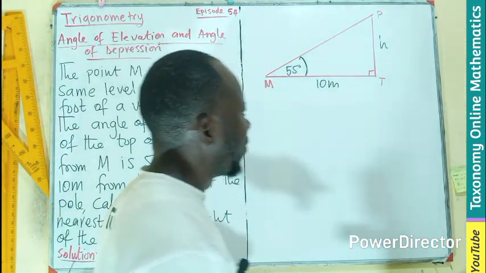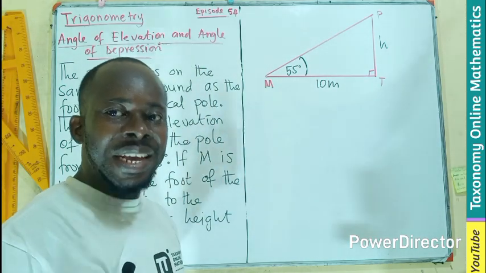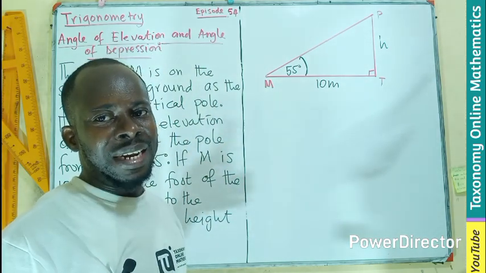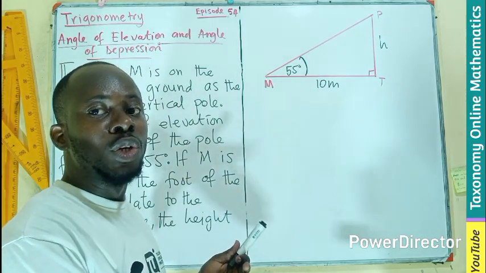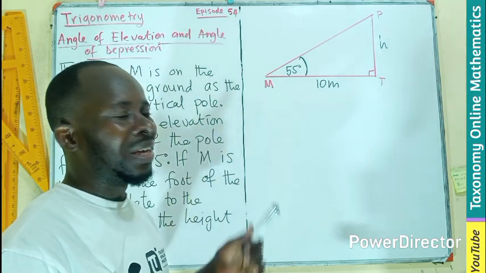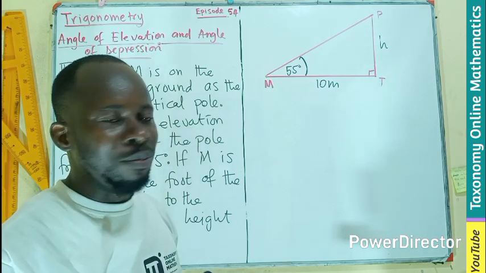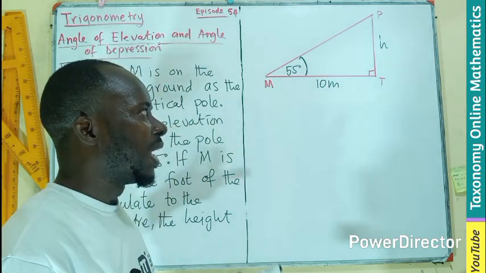I did mention that the moment the diagram is drawn, almost 80% of the job is done. The diagram is the most difficult aspect. When the diagram is wrong, your calculation will be wrong. But when the diagram is correct, hardly will your calculation be wrong. So now this is the information we get in the question.